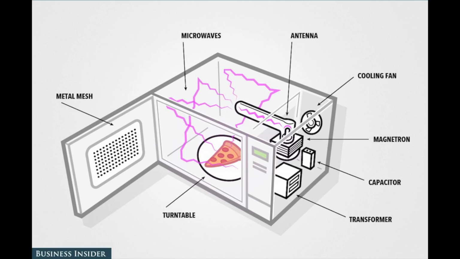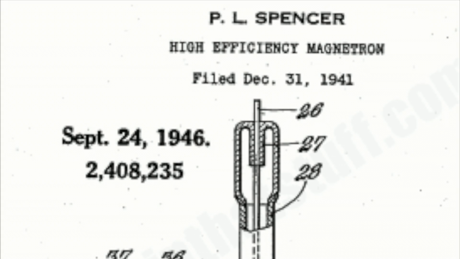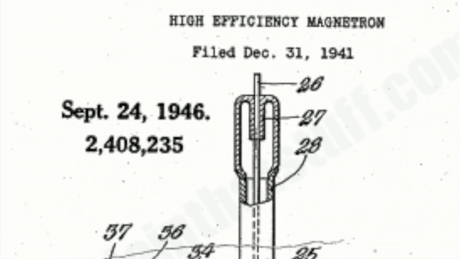First, we're going to talk about the anatomy of a microwave. A microwave is made up of several different components, most importantly, a magnetron. So that's what we're going to focus on. A magnetron is essentially the heart of a microwave.